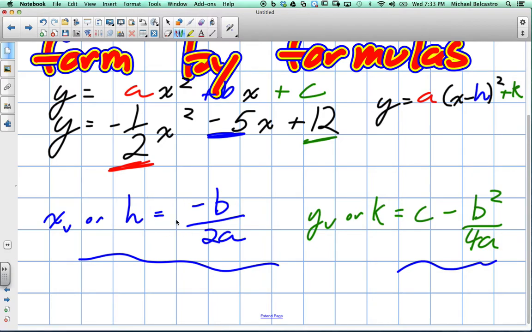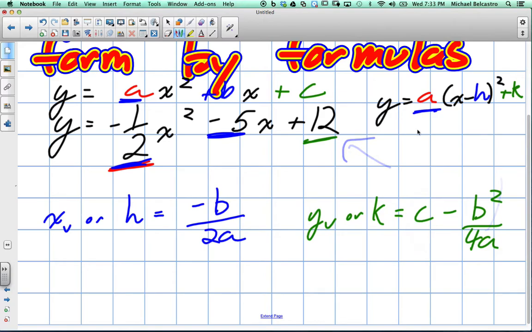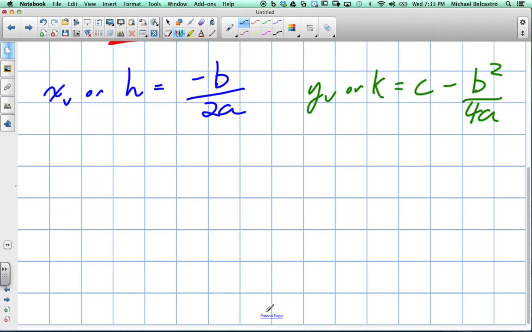Now, what's really neat about this is there are two formulas that can do this for us. One of the formulas will give us the h value from standard form. Another one will give us the k value from standard form. Neither of them give us the a value, but since the a value is the same in both, we already know what it is. What's the a value in the vertex form going to be? I'm looking at this. Oh, negative 1 over 2? Yeah.